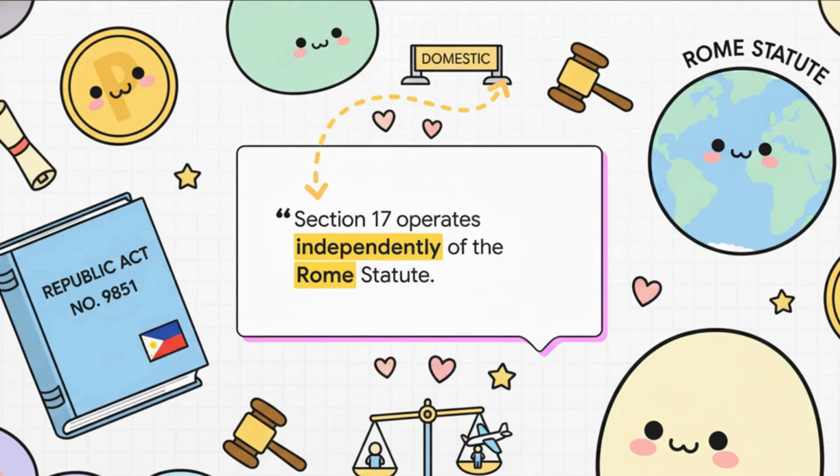The OSG interprets this domestic law as operating completely on its own two feet. They're arguing that it actually grants the executive branch the authority and the discretion to bypass domestic prosecution and instead surrender an accused person directly to an international tribunal that's already investigating. In their view, the mechanism for surrender is already baked right into domestic law. You don't even need the Rome Statute for it to work.